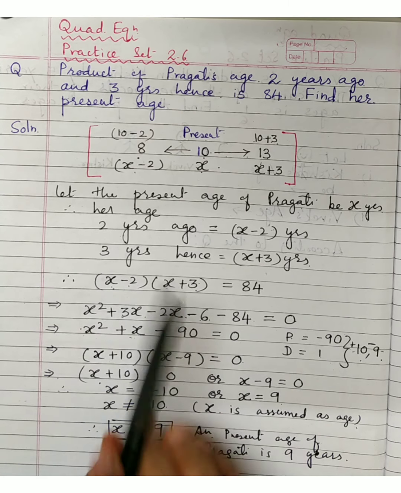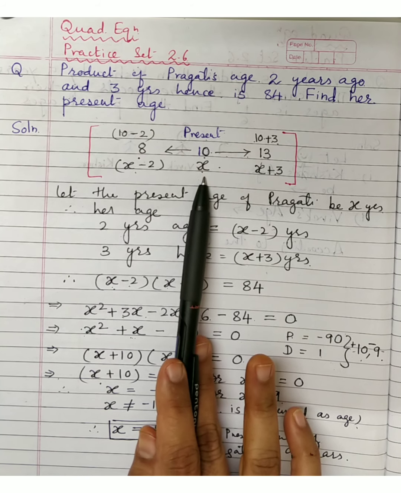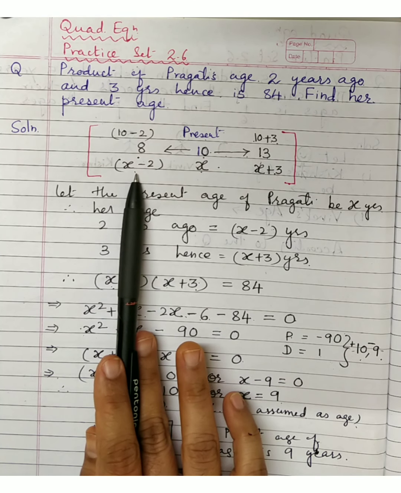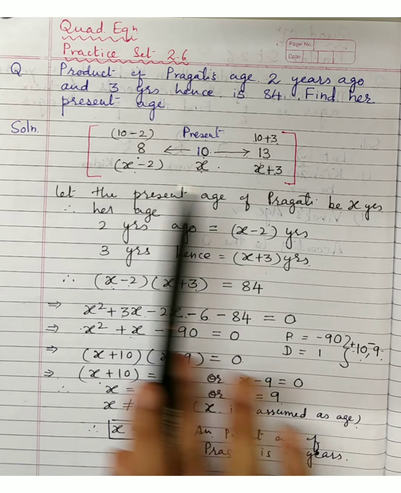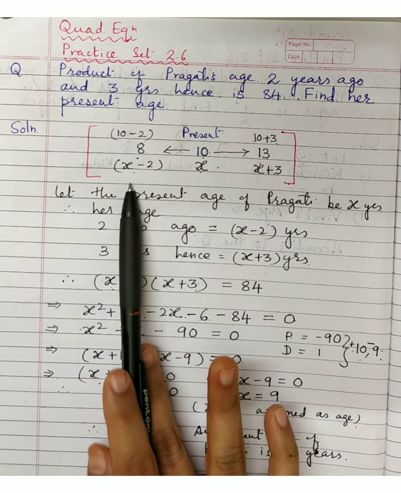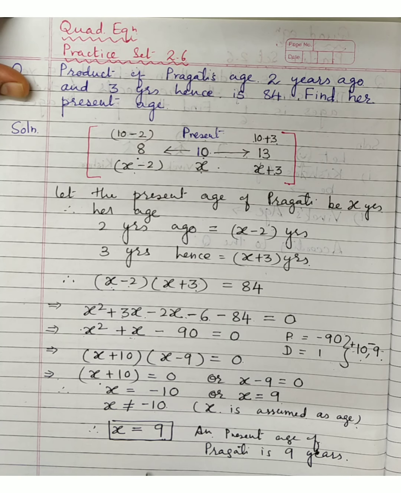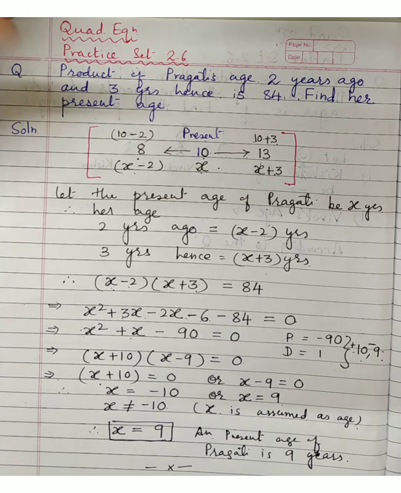Right? Now, you can verify also. This is just for your understanding. If her present age here is 9 years, what was her age 2 years back? 9 minus 2, 7. And 9 plus 3, 12. 12 sevens are 84, product verified. Hope you have understood this.